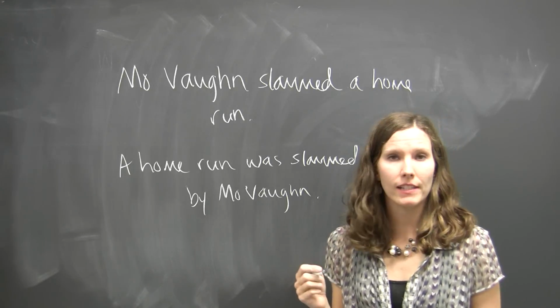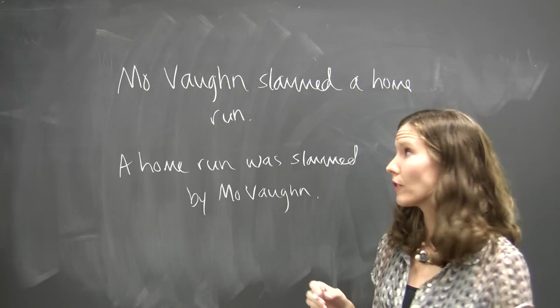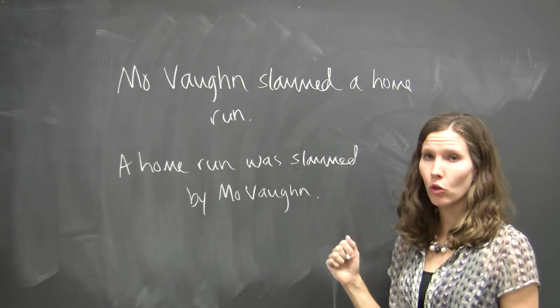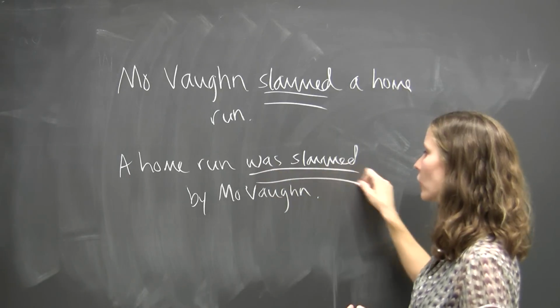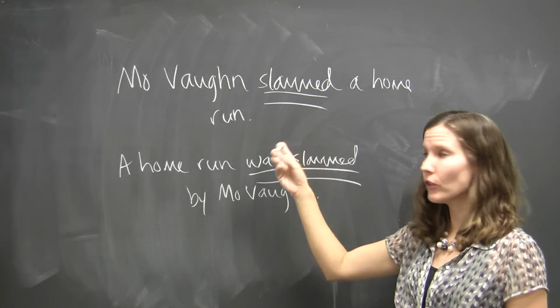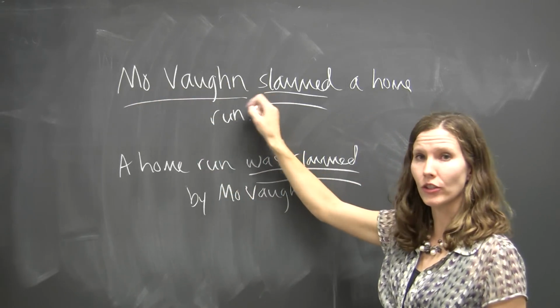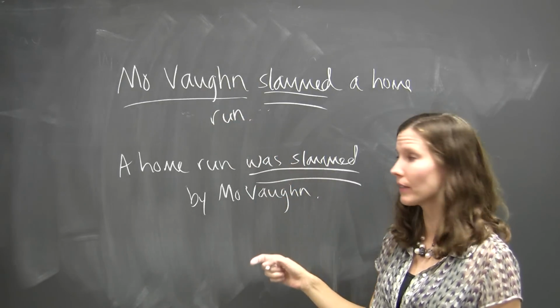Okay, so the meaning behind these sentences is essentially the same. The difference is in the verb choice that I'm using. So first I have "Mo Vaughn slammed a home run," and then I have "A home run was slammed by Mo Vaughn." So here's my verb, here's my verb. This first sentence is the active voice. Active voice means the subject of the sentence is the one doing the action. He is the doer of the action. So this is active voice.